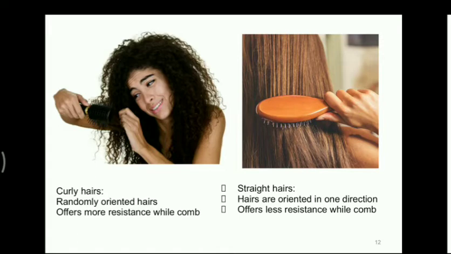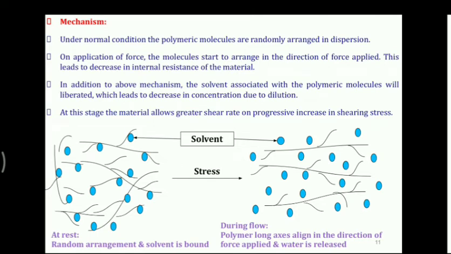When the long axis of the polymer aligns in the direction of the force applied, what will happen? Take the example of straight hair. In straight hair, the hairs are oriented in one direction, and such a structure offers less resistance while combing. So this is our routine observation: curly hairs offer more resistance, while silky and straight hairs offer less resistance. By means of this we can understand the pseudoplastic system.